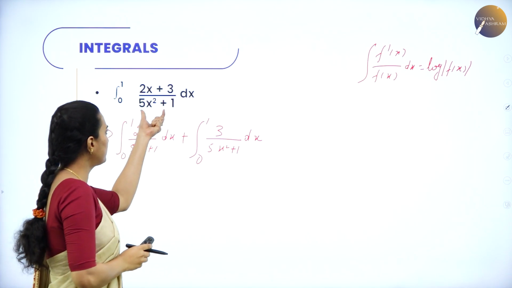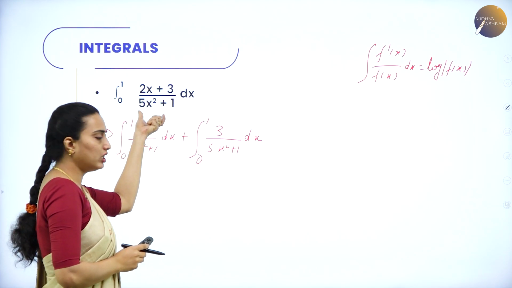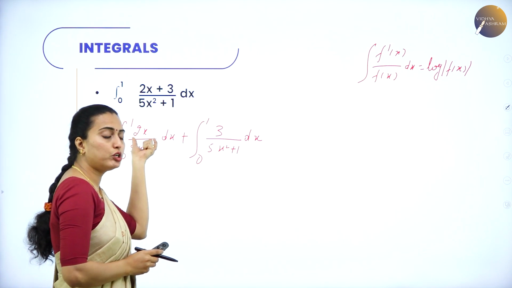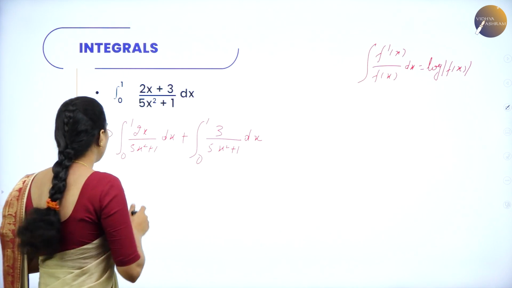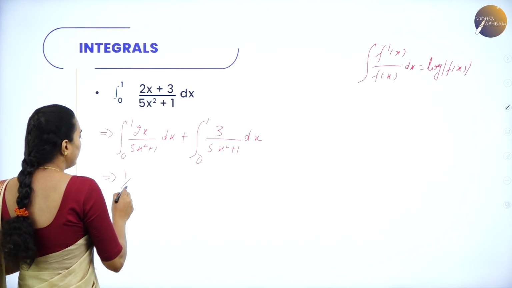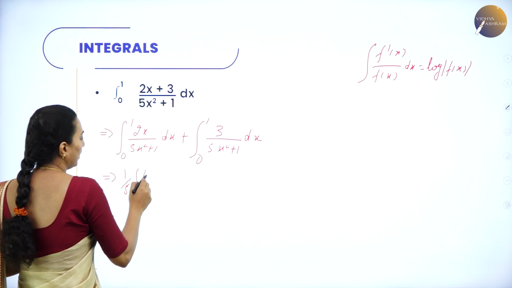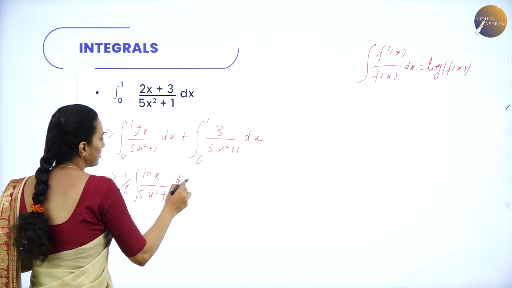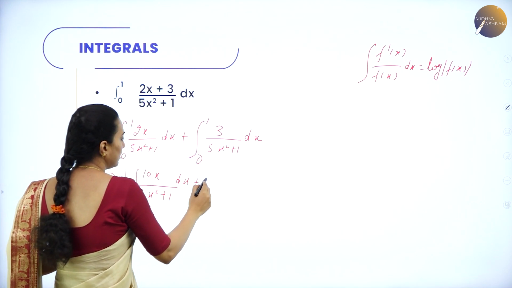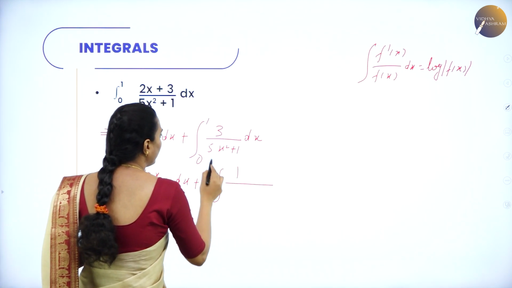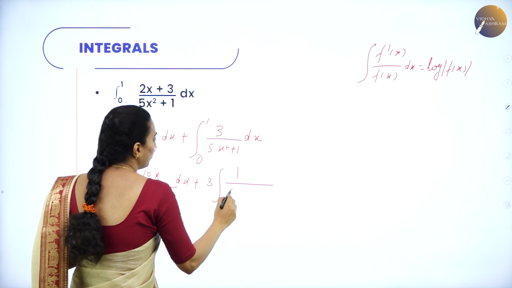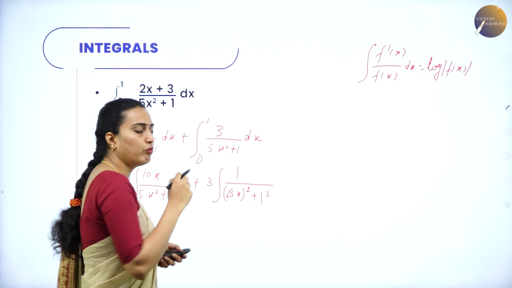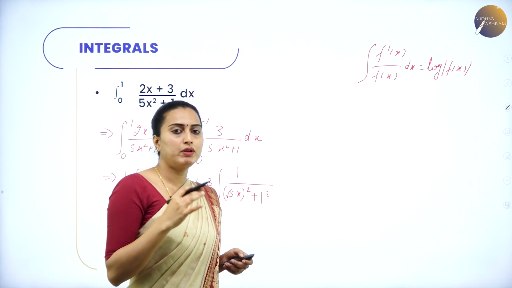When you substitute this equal to t, differentiating this you are going to get the numerator, but the numerator does not have 10x. So I am going to multiply and divide by 5. Therefore, you can divide throughout by 5, and 5 twos are 10x divided by 5x squared plus 1 into dx, plus 3 is a constant, you can remove outside. Integral of 1 divided by root 5x whole squared plus 1 squared, which is in the form of 1 divided by x squared plus a squared.